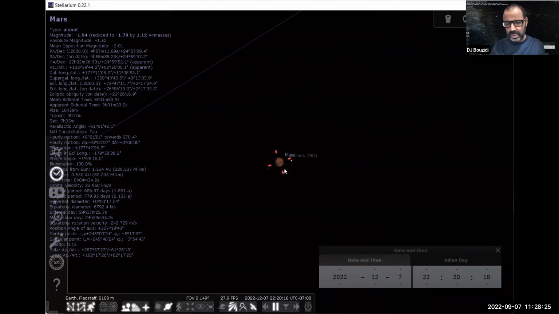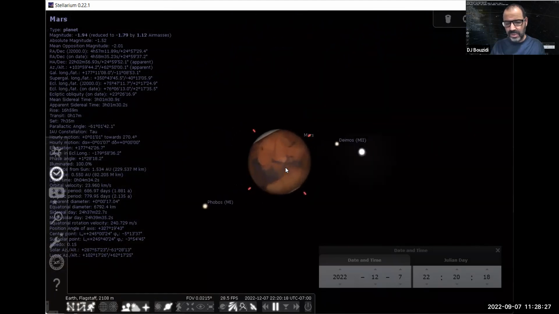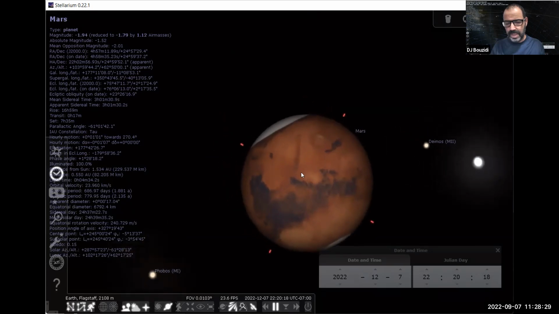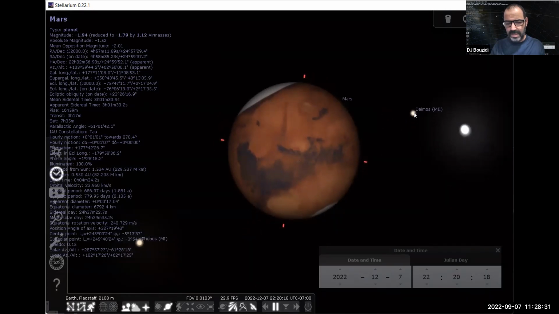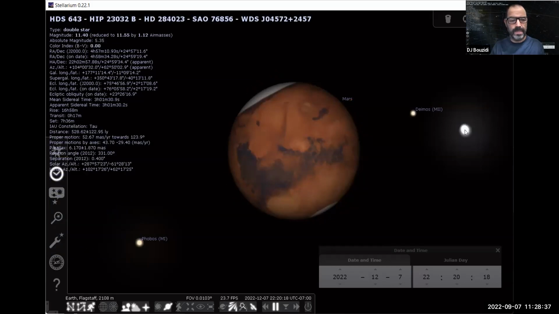When you double click on an object, it zooms on it, and now you have all of the features of Mars that you can see, okay? And you have Deimos and you have Phobos. Those are the two moons of Mars. This is a star, okay? This is a double star, actually. So this is how you can study this object.